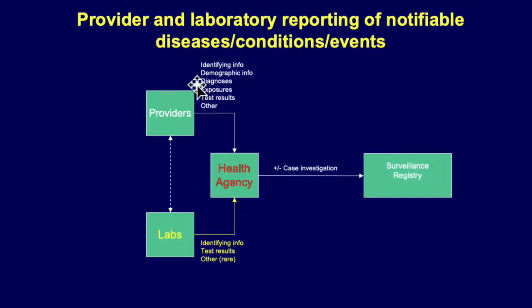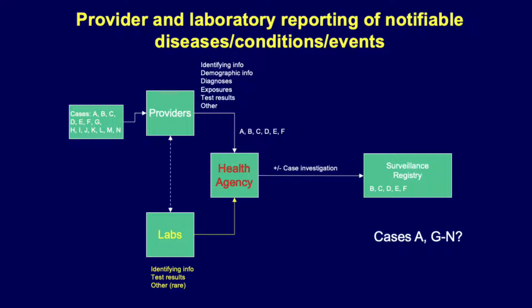As you can see on the schematic, providers and labs each report to the health agency, and then the health agency processes that information. They may do some additional investigation of potential cases that are reported to them. Ultimately, the surveillance registry is updated with all the information received, whether it be with an initial report of a new case or with updates to information on previously reported cases. I've included a dotted line here, which is the link between providers and labs, and that really reflects where providers are reaching out to labs to request testing on some of their patients, and then laboratories report back that information on the test result to the providers. So this is a bare bones conceptual schematic of the flow of information into surveillance registries.